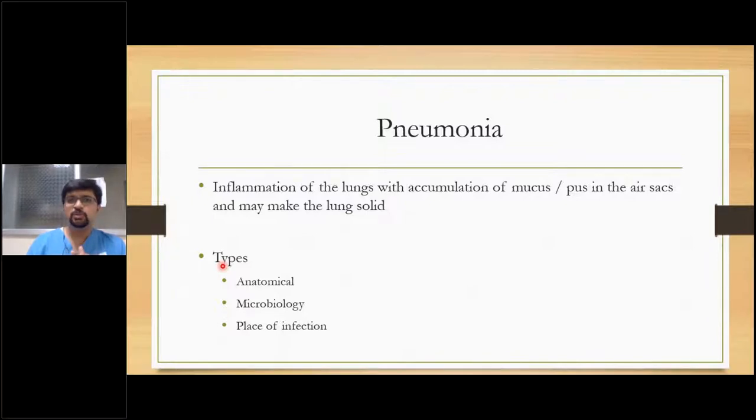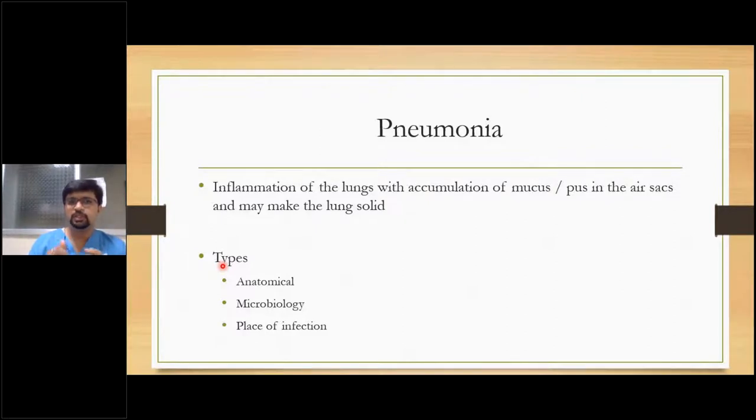The second thing about pneumonia is that you have to differentiate between a consolidation and a collapse. When you have a segmental pneumonia, you have to differentiate it from a collapse. In collapse, there is loss of lung volume. In consolidation, the lung volume is preserved. So this is the anatomical categorization of pneumonia.